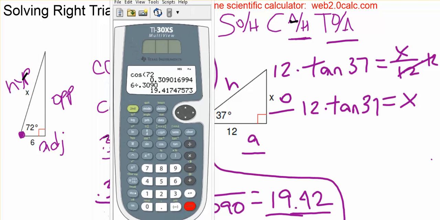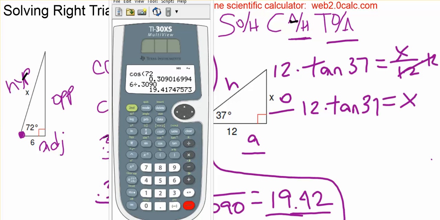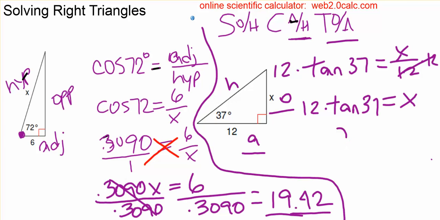Okay, keep it a little narrower. And let's clear that last problem out. So we would just do 12 times the tangent of 37. And there we go. 9.04 is our answer to x.